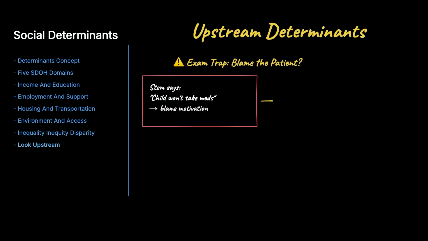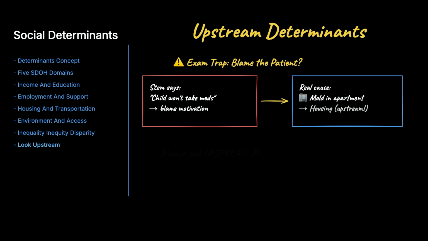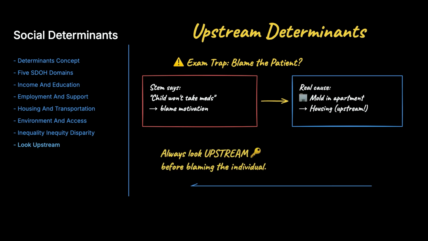A STEM may describe a clinical problem and then blame patient choice. That framing usually hides an upstream determinant doing the real work. When a child has repeated asthma attacks and the apartment is full of mold, the answer points to housing, not motivation. Always look upstream before blaming the individual.